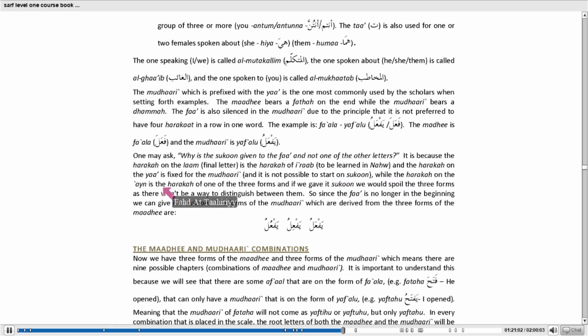Now, we understand why we don't silence the last letter, and we understand why we don't silence the first letter. What about the ayn? Why the fa? Why not the ayn? Because the ayn, as you will learn inshallah, is the haraka of one of the three forms.